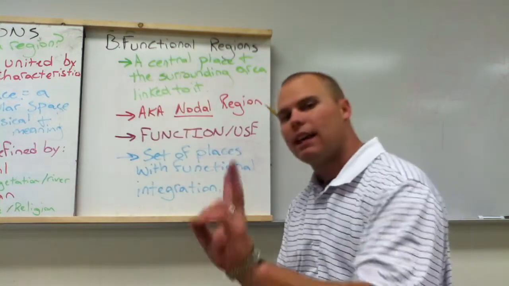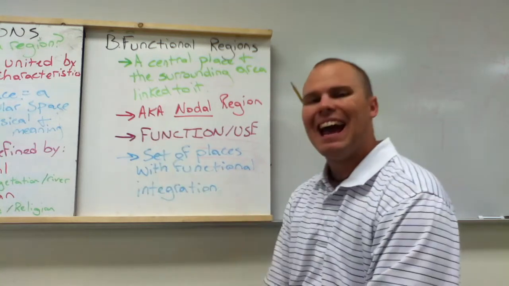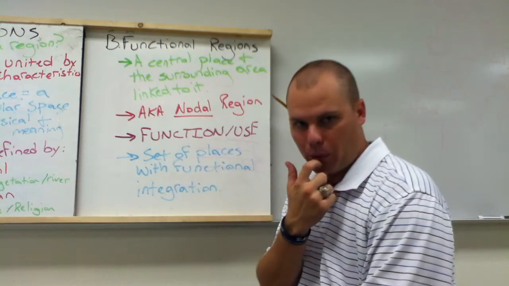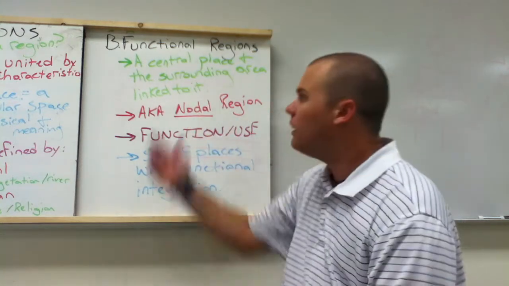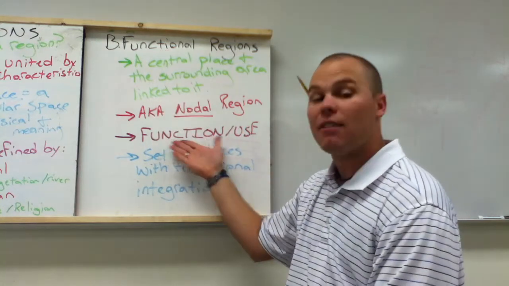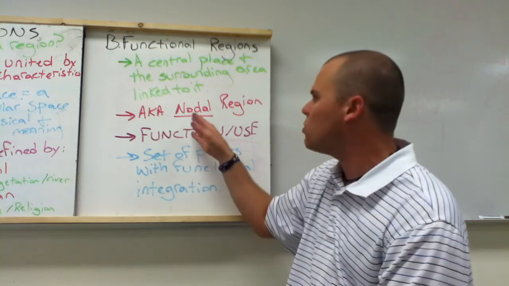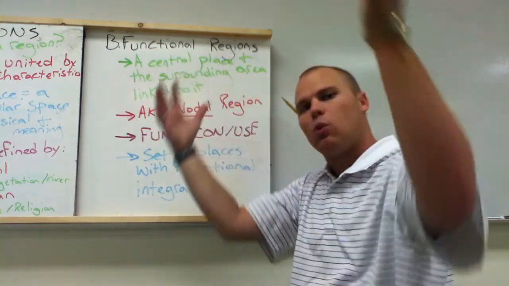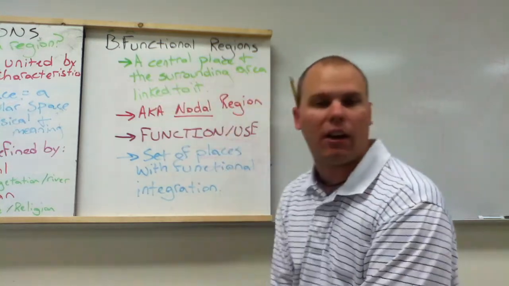The second type of region that we're going to look at is called a functional region. It's also known as a nodal region. This term comes from the human geography curriculum, but it kind of helps you remember what a functional region is. Yes, a functional region has to have a function and a use, but what it's more commonly referred to as is a region that has a central point, and then it's surrounded and linked together some way or another. Okay, central place, the surrounding area linked to it.